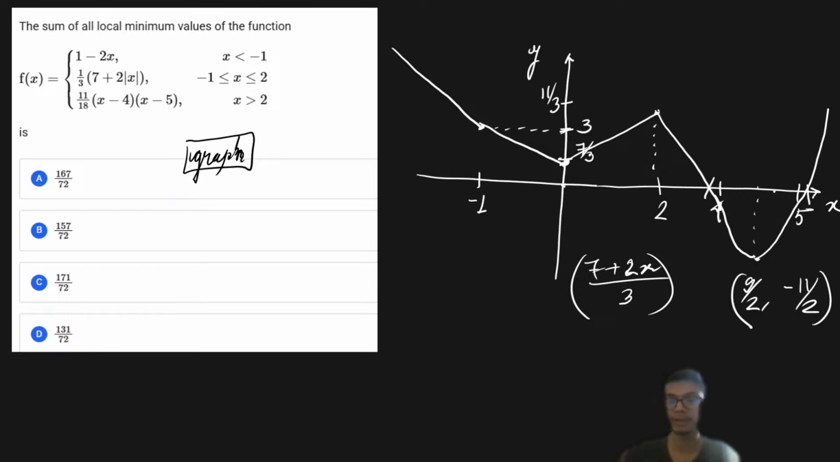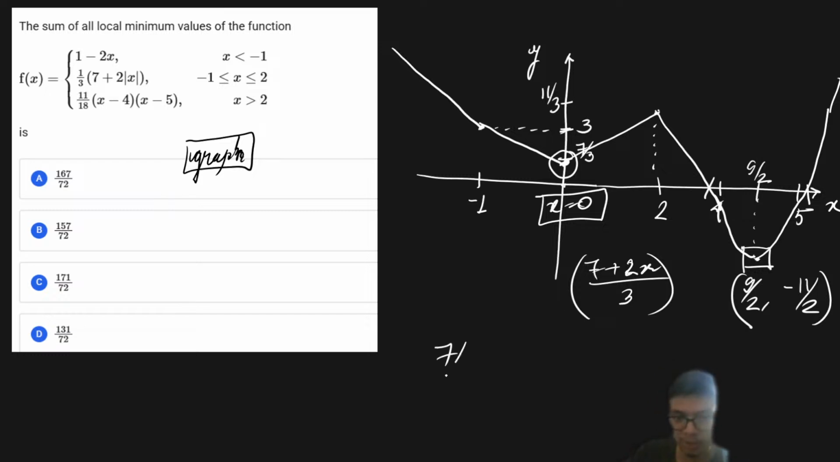So once we get to this particular graph, now it is very simple and straightforward to all of us, right? Now, if we look at this graph, in this particular region, the local minima is occurring at x equal to 0. And similarly, in this particular region, the local minima is occurring at x equals 9 by 2, right? So if we look at this problem, it is basically asked to find the sum of the local minimum values.